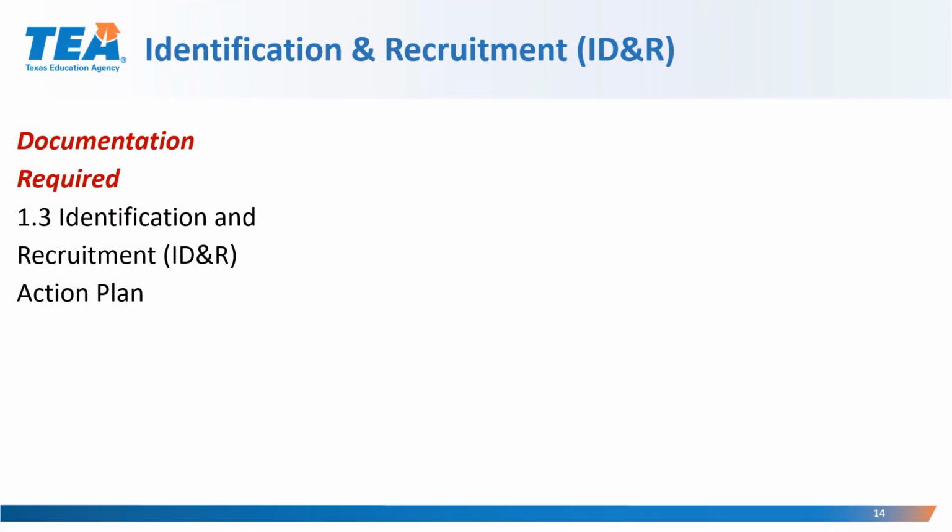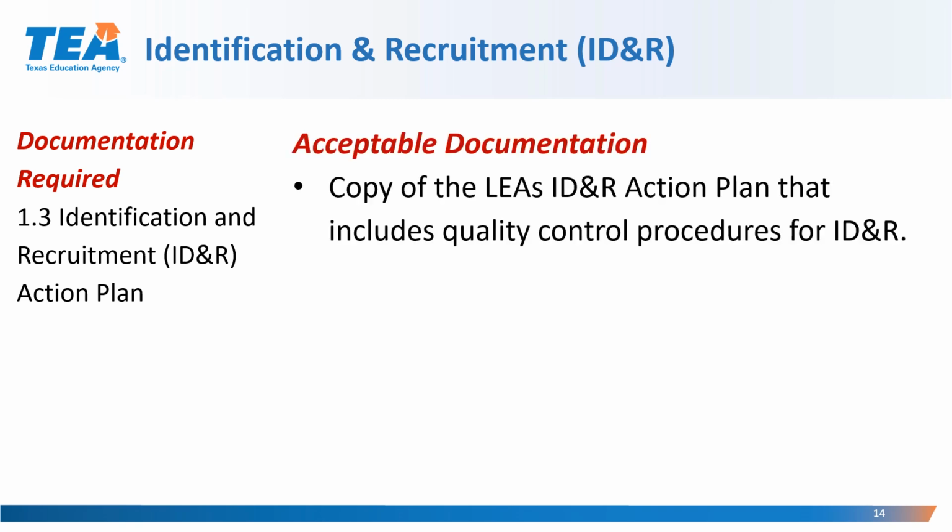Required documentation 1.3: Identification and Recruitment Action Plan. The acceptable documentation for this requirement is a copy of the IDR action plan from the prior year that includes quality control procedures for IDR. Here we're stressing the quality control again. We want to make sure that whenever we are reviewing those action plans, we see the steps that really indicate that good practices when it comes to recruitment are taking place, including that quality control.